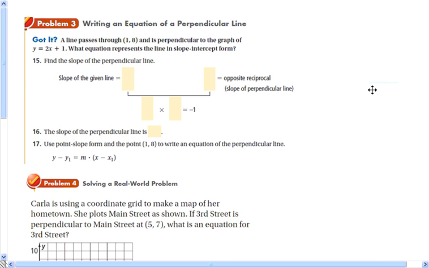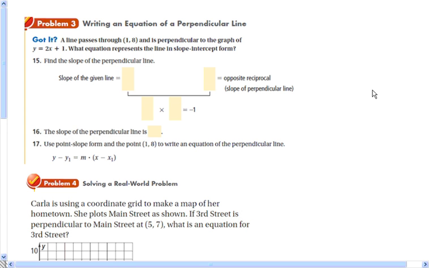Okay, so this is lesson 6.2.4, part 2. We're learning to write the equations of perpendicular lines. In this problem, we want to find a line that passes through the point (1, 8) and is perpendicular to the graph of y = 2x + 1. What equation represents that line in slope-intercept form?